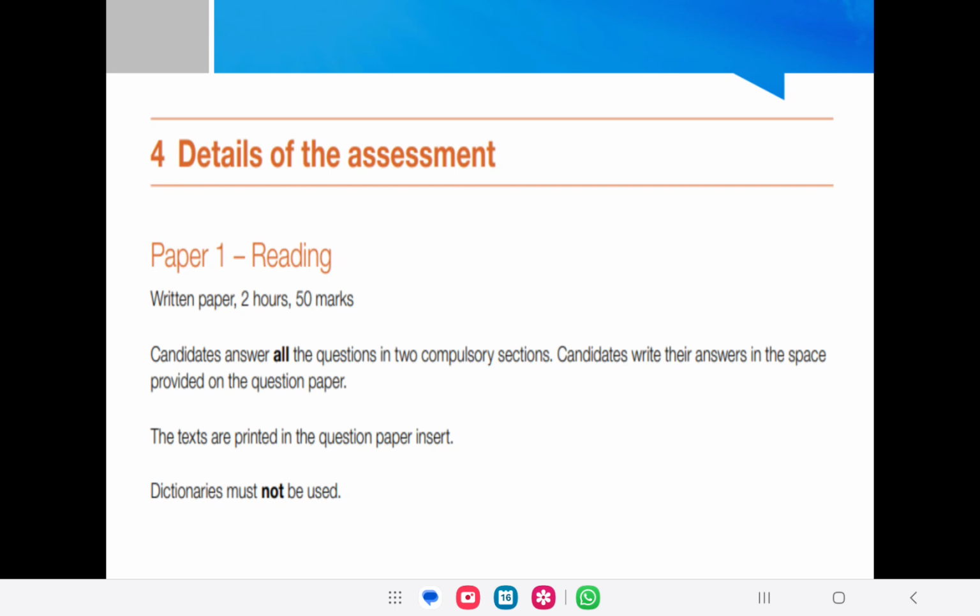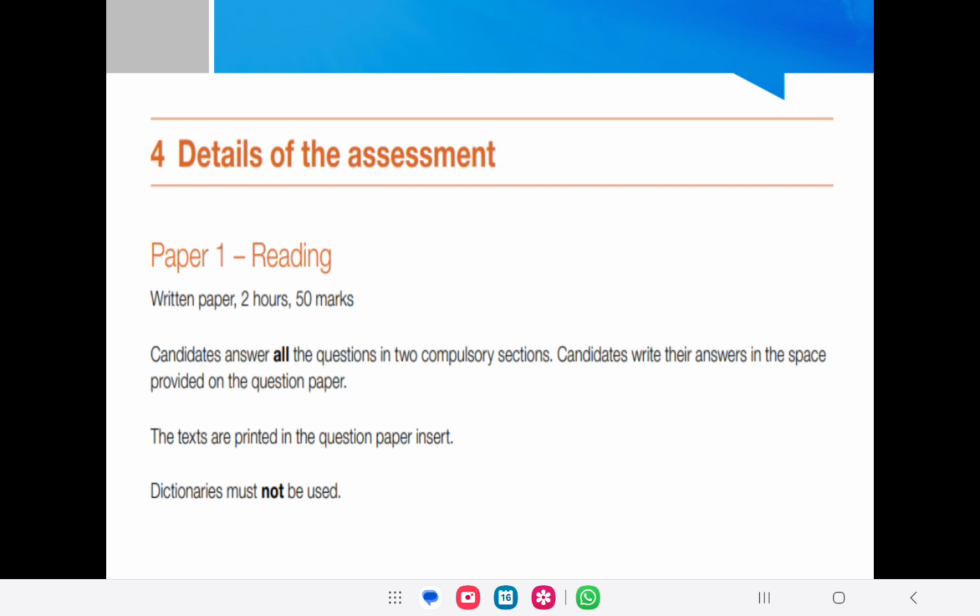Let's talk about details of the assessment. Assessment, as you all know, is the exam that you are going to take at the end of your session or at the end of your course. That assessment can be the exams that you take in your schools, the in-house exams, or at the end of your 2 or 3 years in O levels. So, here we have details of the assessment.